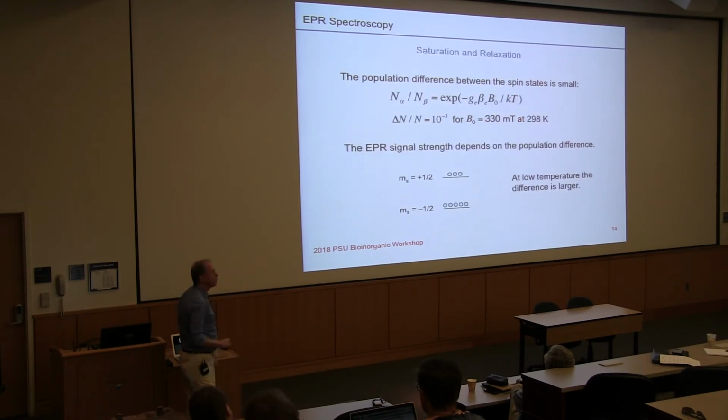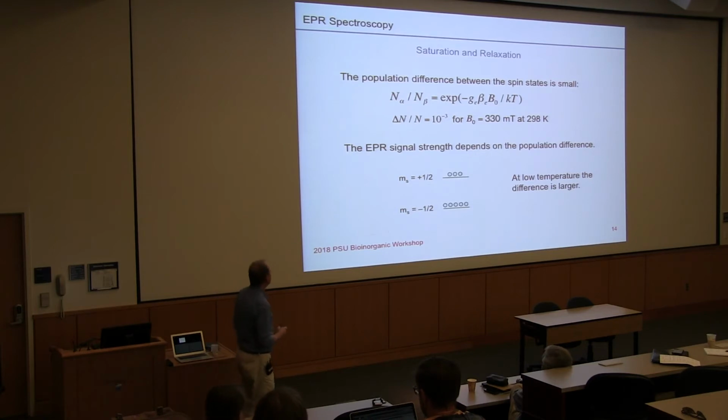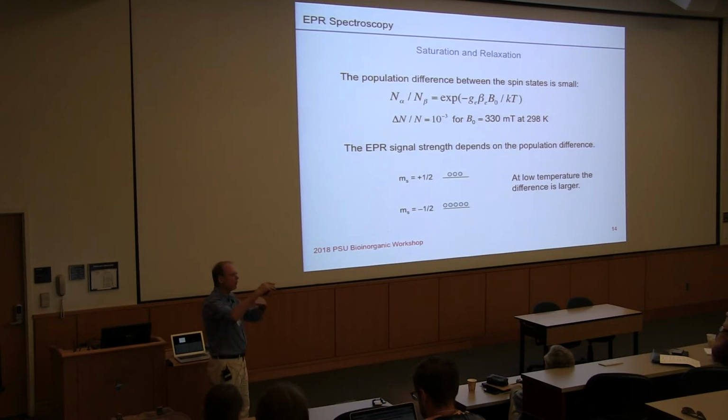All right, so a couple of other things that come out of this. One is an effect called saturation. And this arises from the fact that the energy levels that we're looking at are very close together, right? And so we have a really small population difference between the two. If you work that out for a typical EPR spectrometer working at about 300 millitesla, the difference in population divided by the total population of two spin states is about 1 in 1,000, right? So 10 to the minus 3.